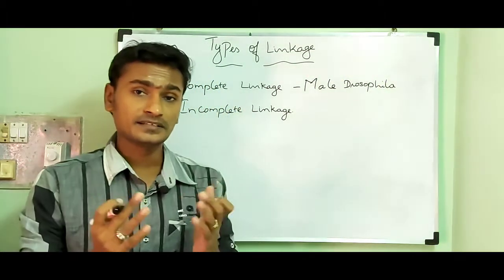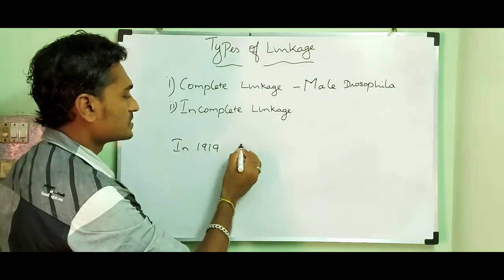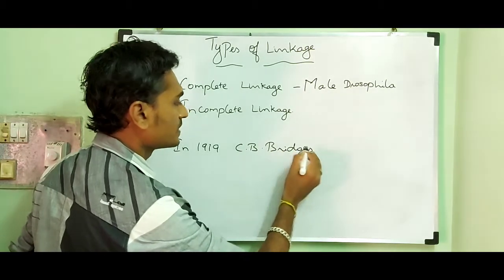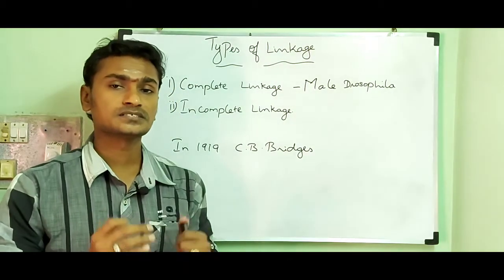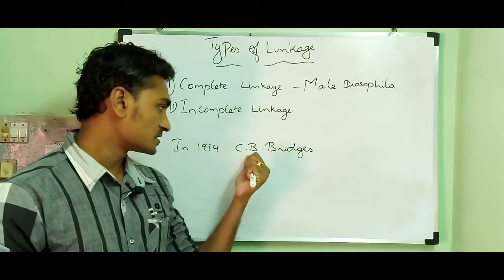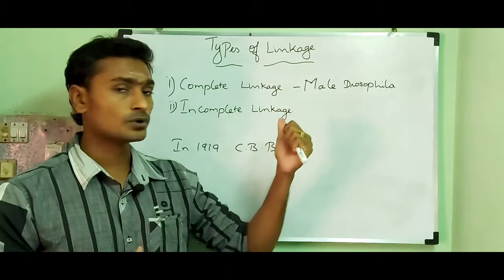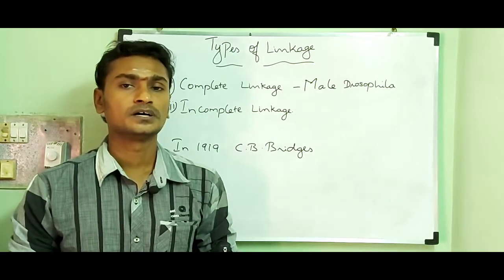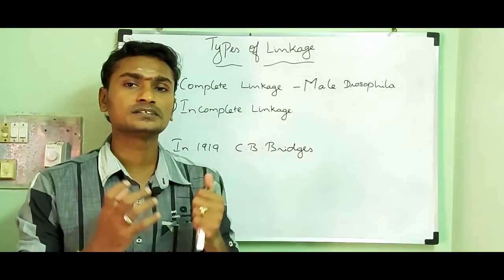In 1919, C.B. Bridges discovered that crossing over is completely absent in some species of male Drosophila. Now, I am going to explain the complete linkage with a cross.